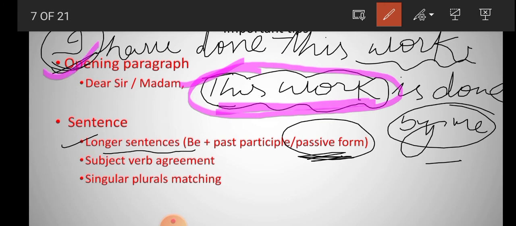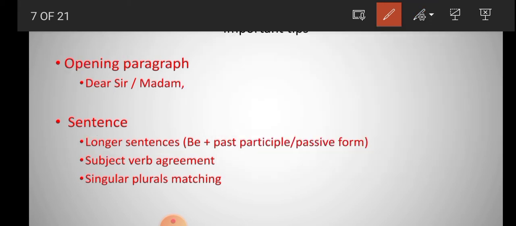In the simple sentence we are giving importance to the person, but in the passive we are giving importance to the work or the other things. All right, hope this example is clear to you.